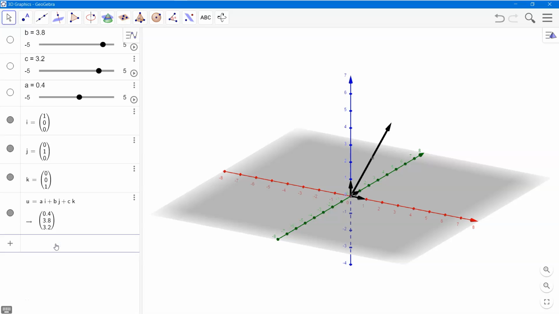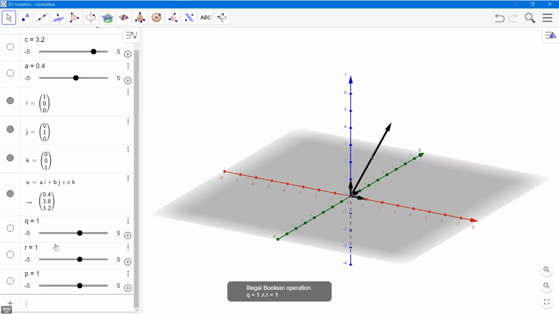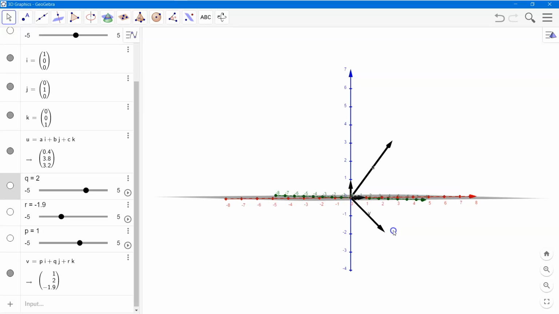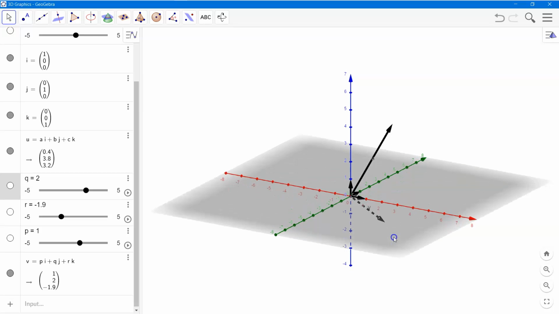Now similarly, we have been provided the direction ratios of the other line. So let's say that is P, Q, R. In case of P, Q, R, again, let's define a vector using P, Q, R and i, j, k. So P times i plus Q times j plus R times k. Again, let's change the values of this just so that we have a different line. And remember, when we have a dashed line, it means that the line is on the other side of the plane, the XY plane.